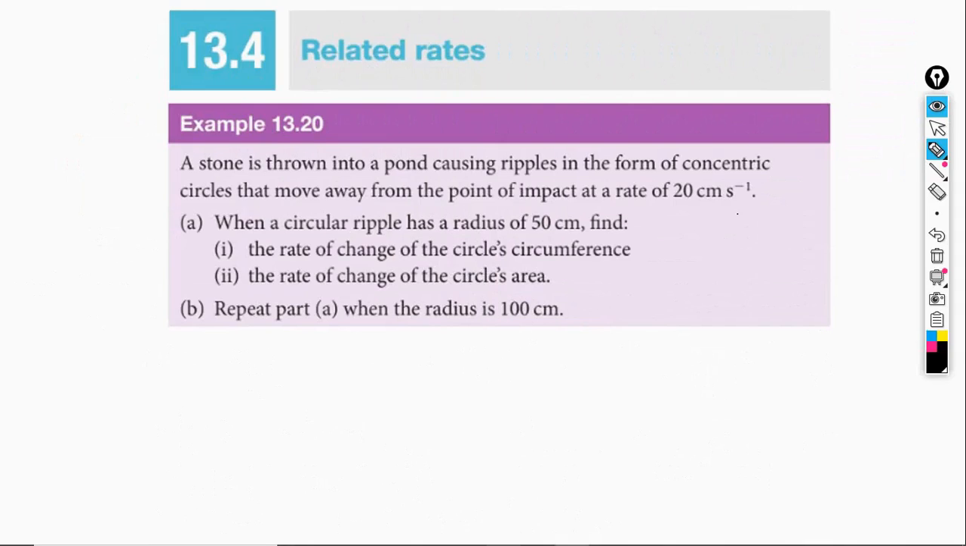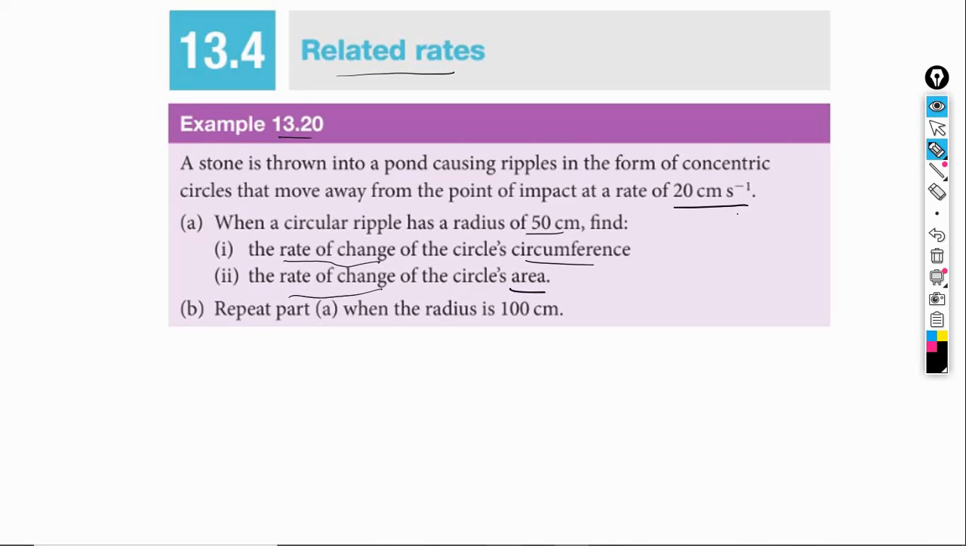Okay, so here we are on 13.4, related rates. We start with example 13.20. A stone is thrown into a pond, causing ripples in the form of concentric circles that move away from the point of impact at a rate of 20 centimeters per second. Part A. When a circular ripple has a radius of 50 centimeters, find the rate of change of the circumference, the rate of change of the area.